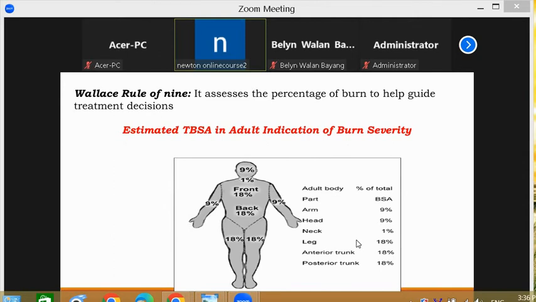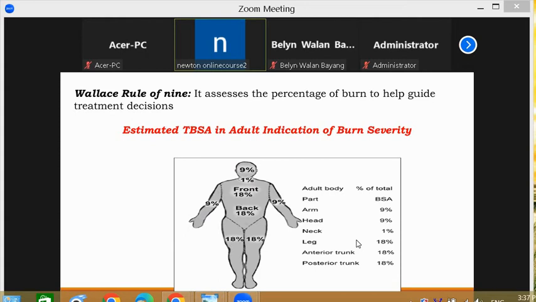This is the TBSA, meaning total body surface area. This is the way we calculate the patient's burns. For example, if the patient has a burn on his face, that is 9%. If the person has a burn on the neck area, that is 1%. The front portion is 18% and the back portion is 18%. Each leg is 18%. Total of both arms is 18%. So like that they are calculating.